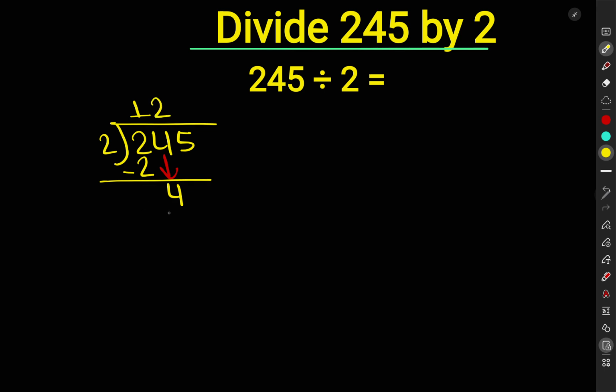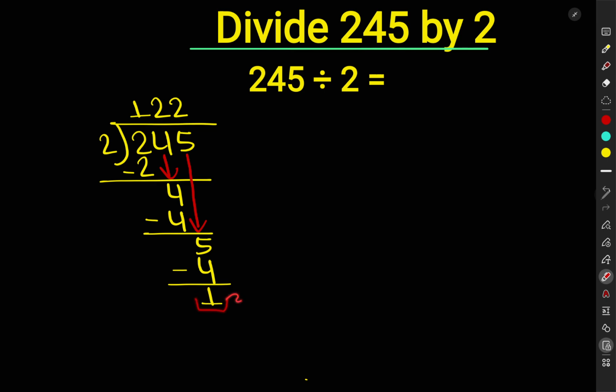So 2 times 2 means 4. On subtracting we get 0. So now again we put down the number beside this 5 and we remove this 0. So 2 times 2 means 4. On subtracting we get 1.